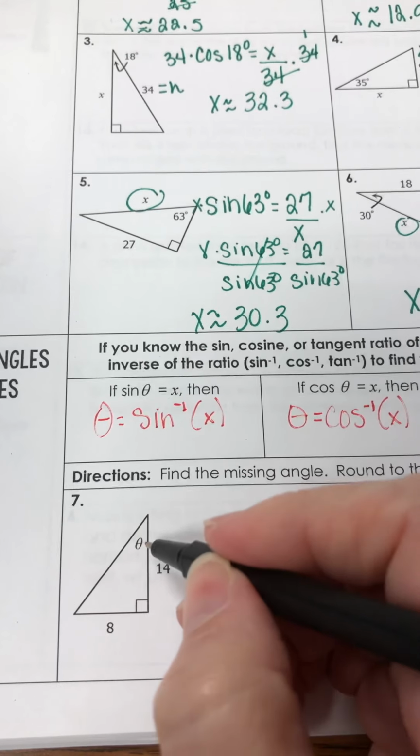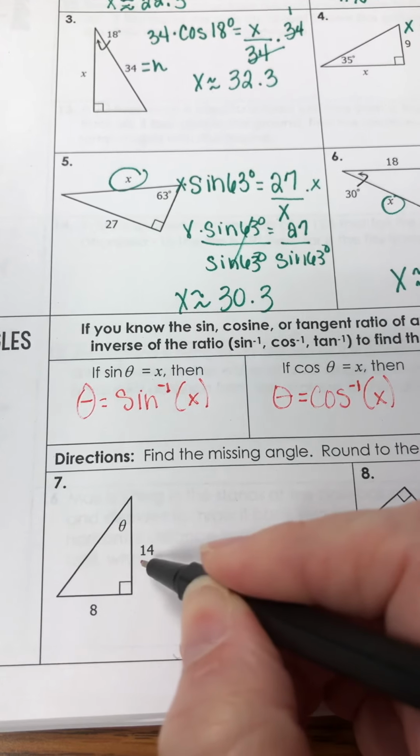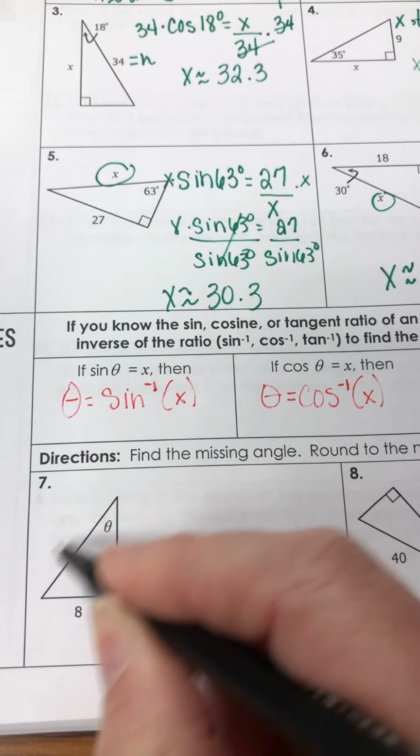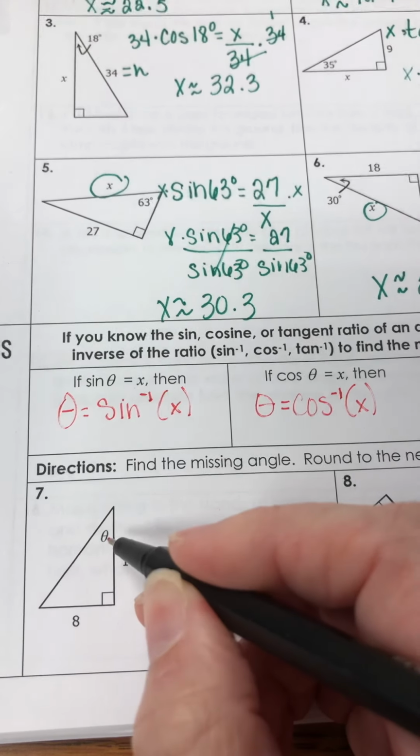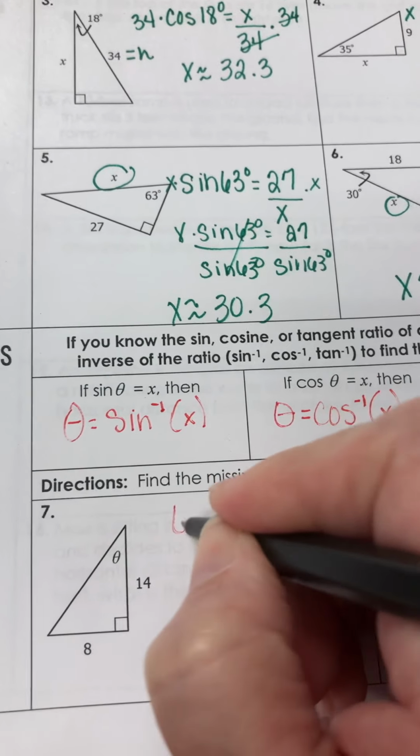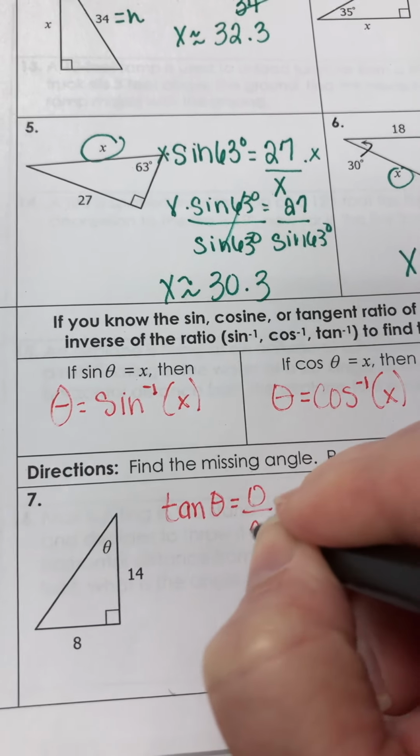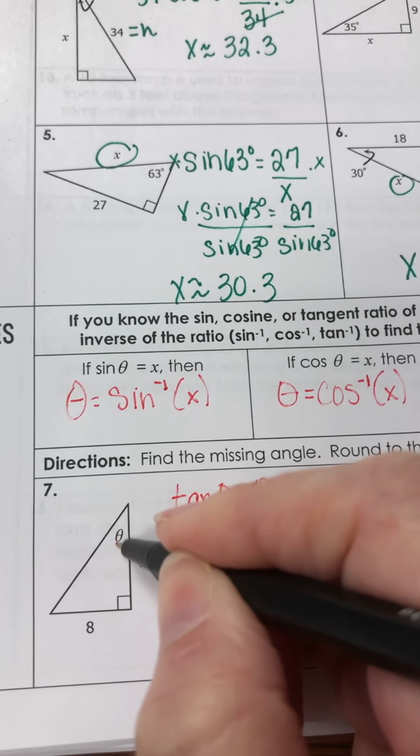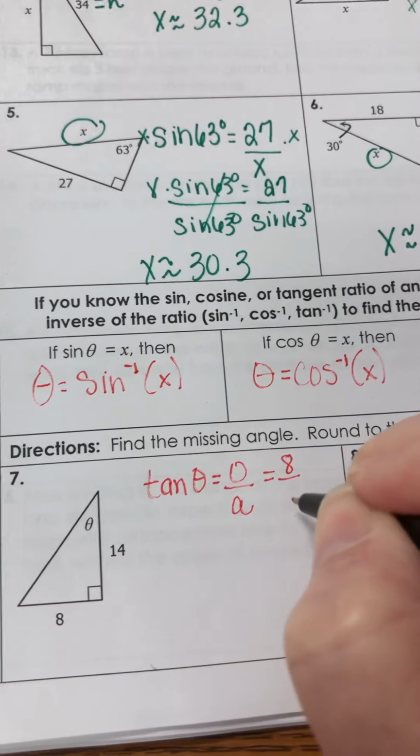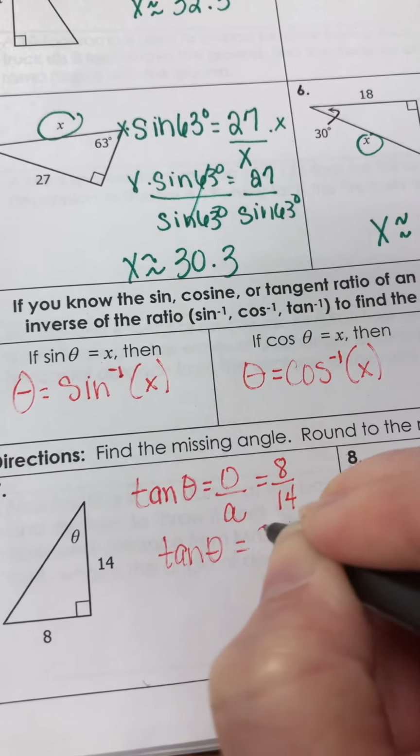So let's see what we have here. Here's my angle theta. What we want to do is figure out what 8 and 14 are in relation to theta. I see that this side right here is my hypotenuse, and I'm missing my hypotenuse, so we're going to use tangent. I know that the tangent of theta is equal to the opposite over the adjacent. Here's theta. Opposite is 8. Adjacent is 14. So that tells me the tangent of theta is 8/14.